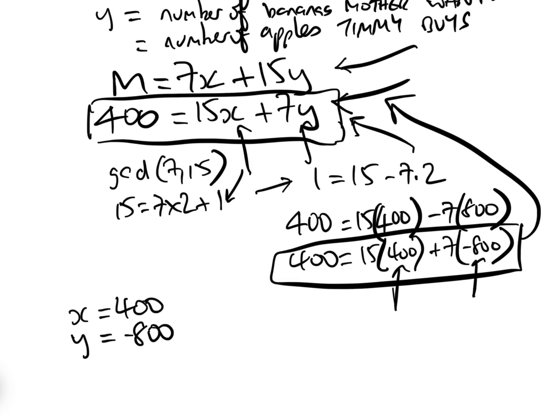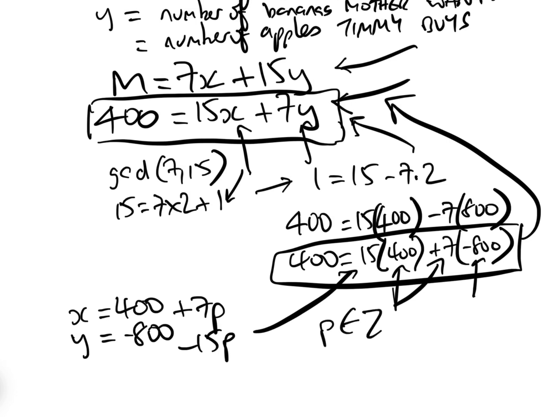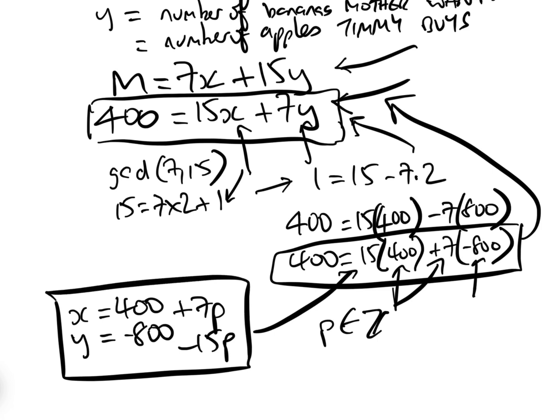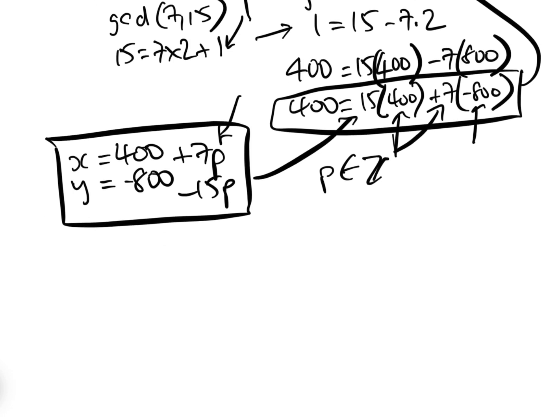So for a general solution, and again, if this doesn't mean anything, please go and watch our videos where we've already described how to solve these two variable Diophantine equations, the general solution will be x equals 400 plus 7p, and the 7 comes from there, and y is minus 800 minus 15p, and the minus 15 comes from there, for any p in the integers. So we now have our general solution for x and y. But what we need to do is plonk in a few values of p so that we can see which values of p produce x and y which can actually answer this question.